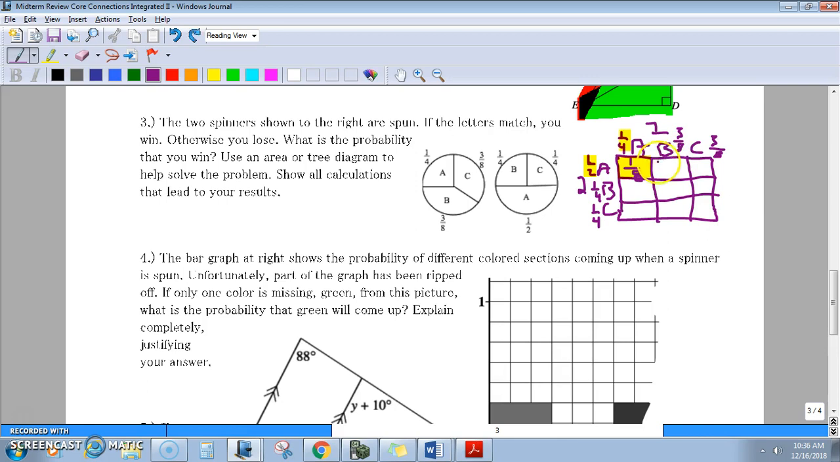And I'm going to do these differently since I made these really small. So this is going to be 3/16 because 8 times 2 is 16. And this is going to be exactly the same, 3/16. This one's going to be 1/4 times 1/4. 1 times 1 is 1. 4 times 4 is 16.